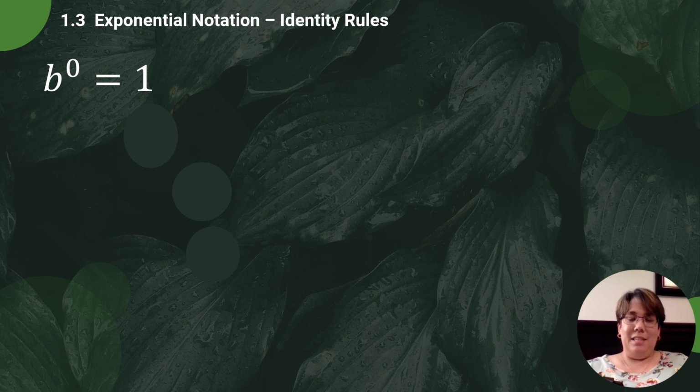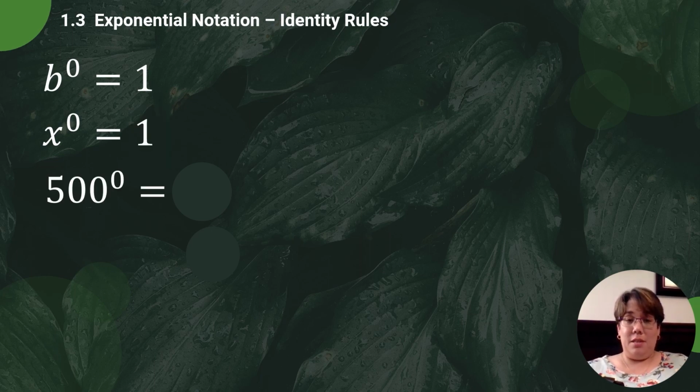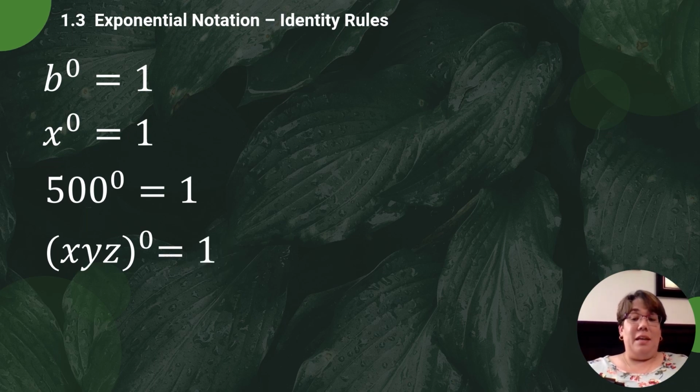The most basic identity rule is that anything to the 0 power is equal to 1. When I say anything, I mean anything. Any base to the 0 power is equal to 1. So x to the 0 power is equal to 1. 500 to the 0 power is equal to 1. x, y, z to the 0 power is equal to 1. If I said 5,262,000 to the 0 power, it's equal to 1. So anything to the 0 power is equal to 1.